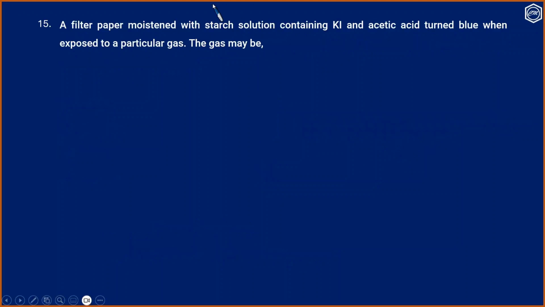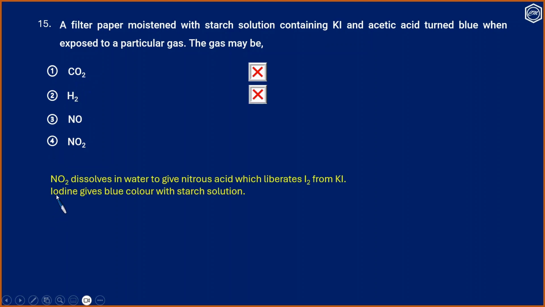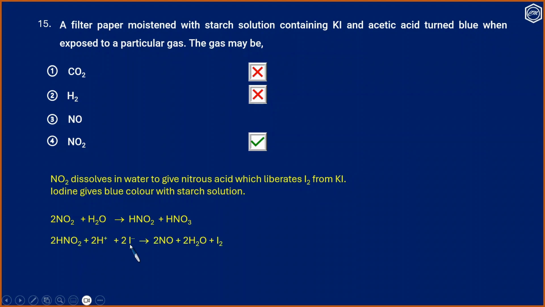Question number 15. A filter paper moistened with a starch solution containing potassium iodide and acetic acid turned blue when exposed to a particular gas. The gas may be carbon dioxide, hydrogen, nitric oxide and nitrogen dioxide. We can definitely eliminate first and second option. Nitrogen dioxide dissolves in water to give nitrous acid, which liberates iodine from potassium iodide. And iodine gives a blue color with a starch solution. So we can choose fourth option, that is the correct option. Nitrogen dioxide dissolves in water giving nitrous acid. Nitrous acid converts I- to iodine. Iodine makes a complex with the starch and which is blue in color.